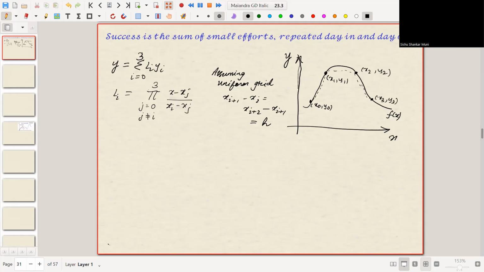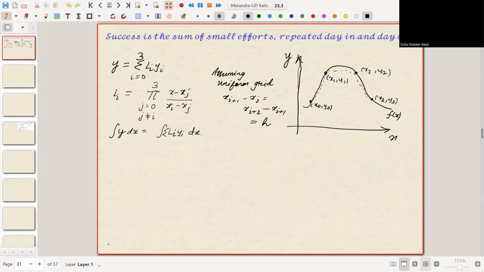Obviously, your aim is to find the integral of y, which is the sum of li yi dx. Your job is to find each li, that is L0, L1, and multiply them with the corresponding yi, take the sum, then integrate it. But these Li will be very tricky here. Can you imagine why?